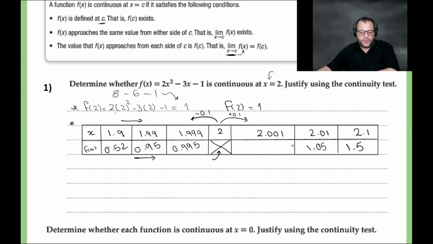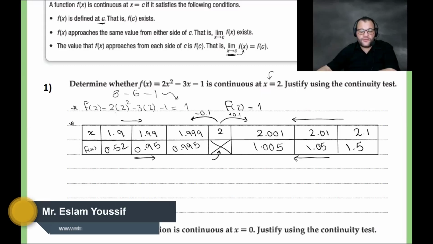1.0502. Okay, no problem. 1.05. So 2.001 it will be 1.005. It means when x is close to 2 from the right side, when x approaches 2 from the right side, what will you find for y? You will find y also approaches 1.